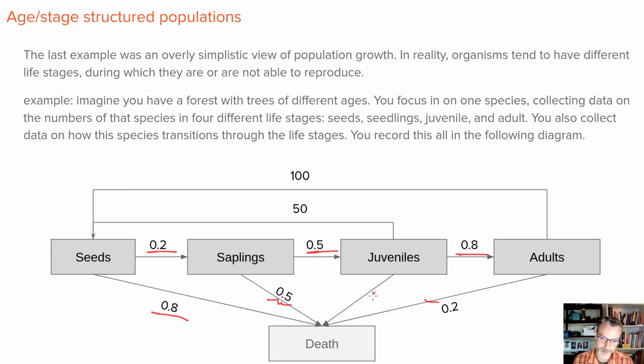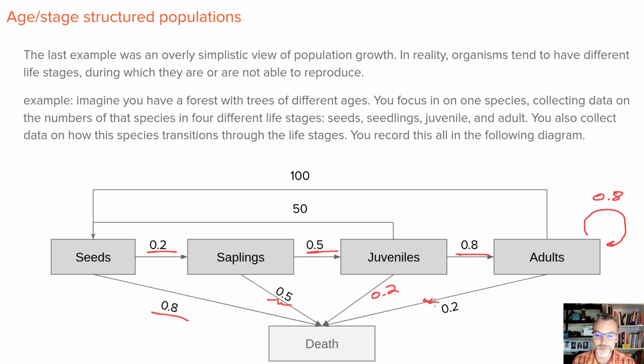Okay, and once we're at the sapling stage, there's a 50% chance that that sapling will move on to become a juvenile, and another 50% that the sapling's eaten by a deer or succumbs to disease or something and then dies. Okay, and once we're at the juvenile stage, each juvenile has an 80% chance of becoming an adult. Okay, and there's something missing here, a 20% chance of that juvenile dying, again, from disease or what have you. And once we're at the adult stage, those adults have a 20% chance of dying or an 80% chance of sticking around into the next year.